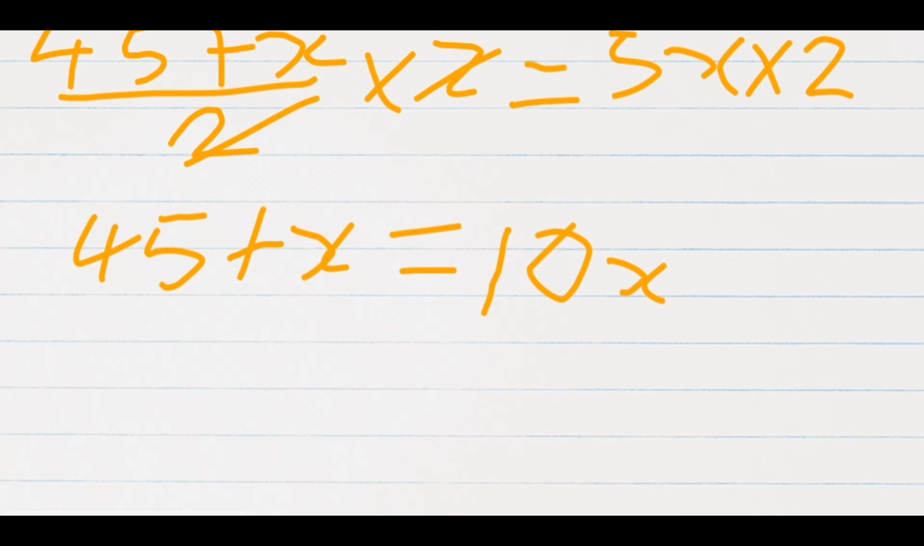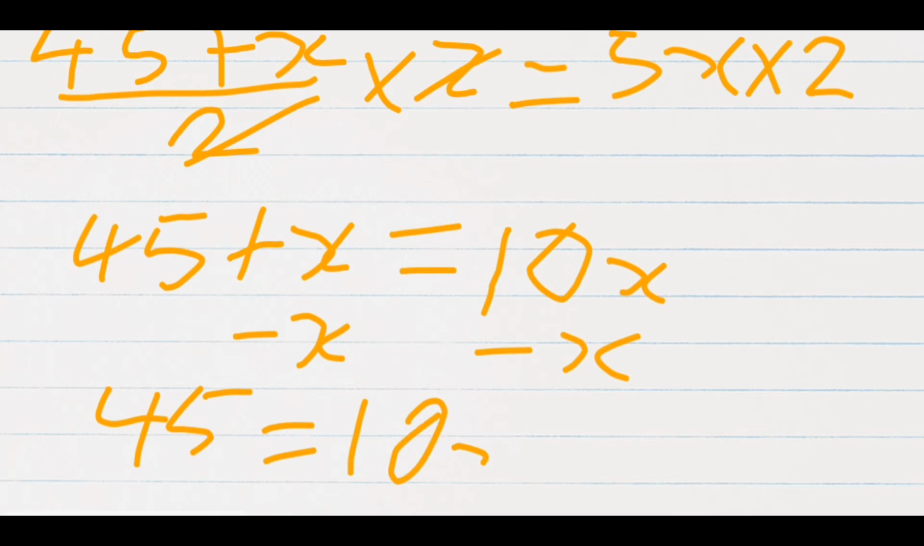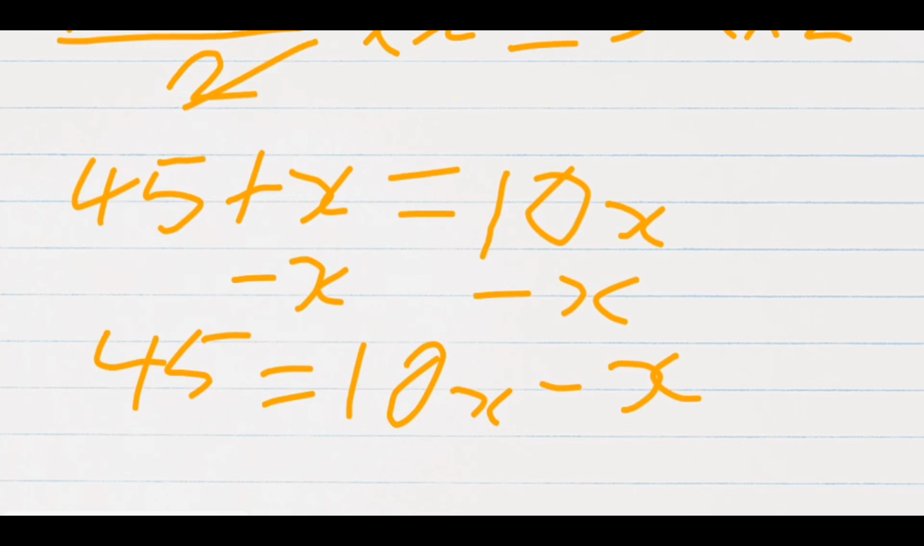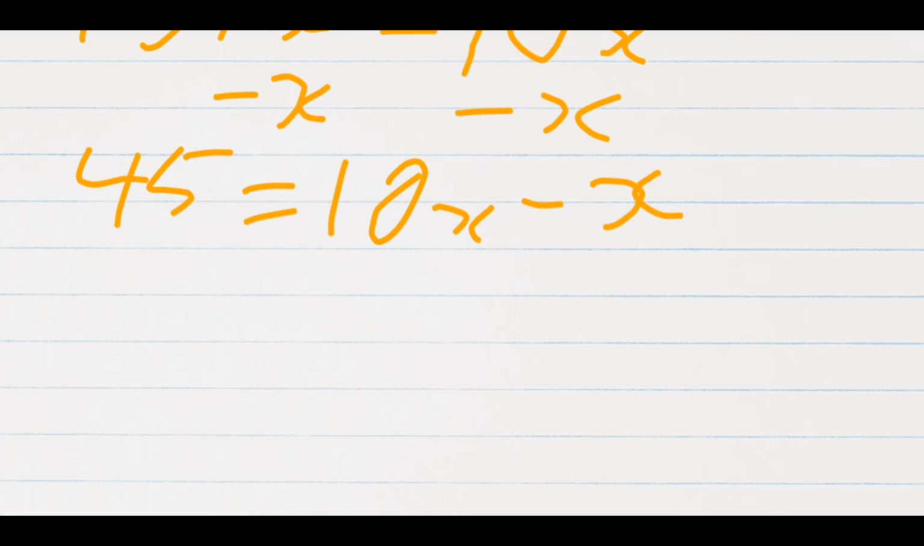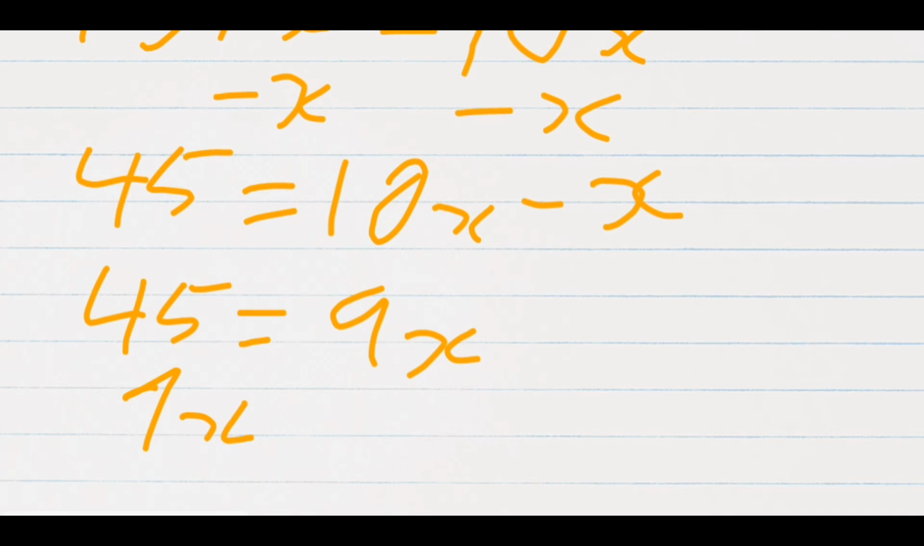Now we're going to subtract x from both sides. 45 is equal to 10x minus x. 10x minus x is going to give us 9x. So 45 is equal to 9x. Or you can say 9x is equal to 45.